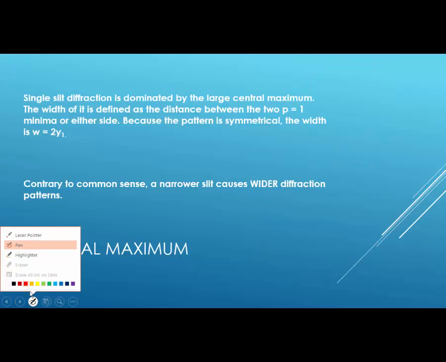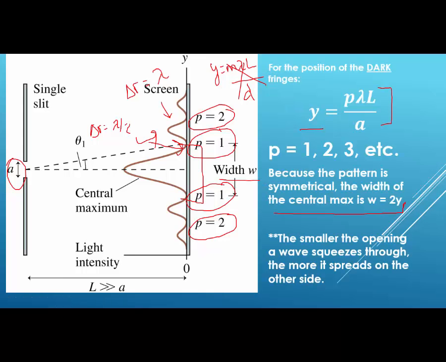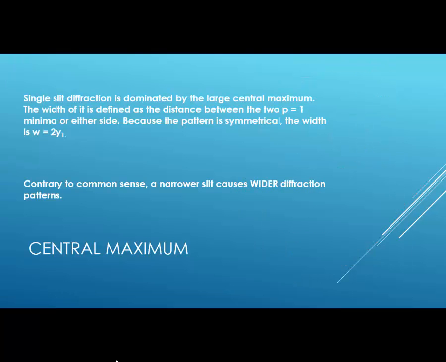Okay, yeah, I did. All right, so this single slit diffraction is dominated by this large central maximum. So the width of it is defined, like I said before, as the distance between the two P1 minima. If I find the distance between this P1 and this P1, then I'll have the width of my central maxima. So I can do that with a relationship that tells me that the width is equal to 2 times y1.